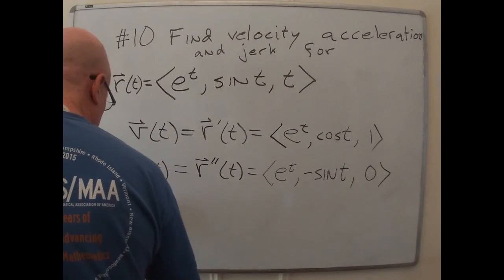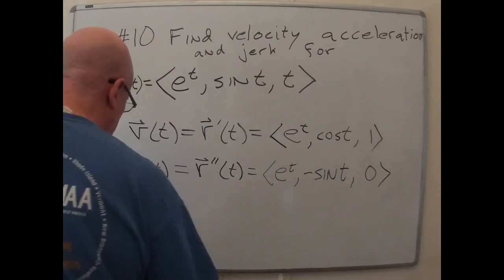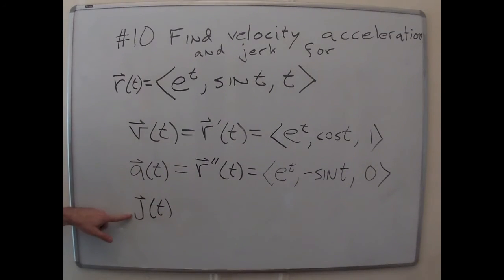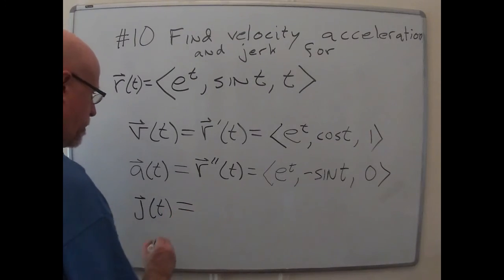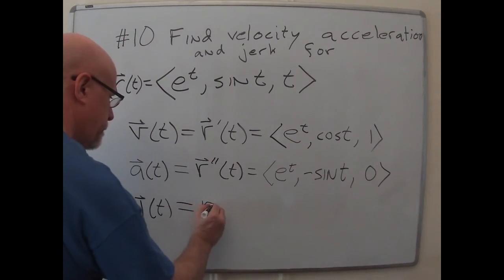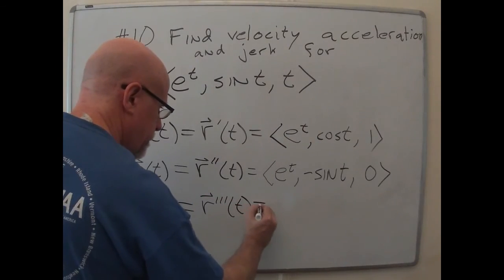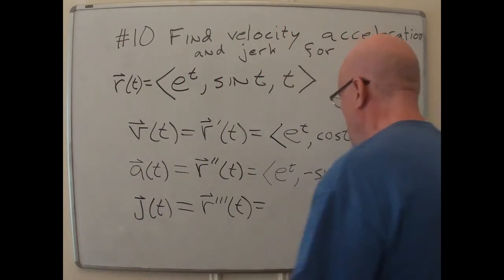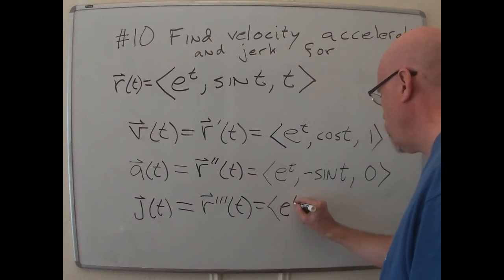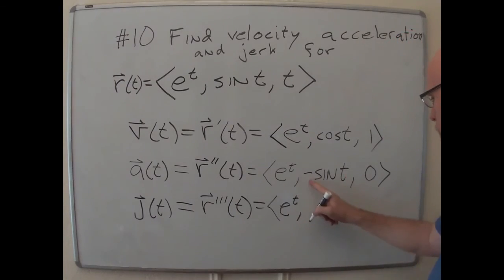Now your jerk vector. I think this is probably a little bit of a weird thing to do because it usually reserves j as the unit vector in the y direction, but I hope you know what I'm talking about. In the context of this problem, j for jerk. That's the third derivative of the position vector. So what is that going to be? e to the t, of course. Sine goes to cosine, we got a minus on it, so minus cosine and 0. So that's all that problem asked for.